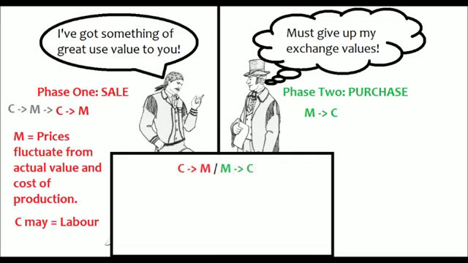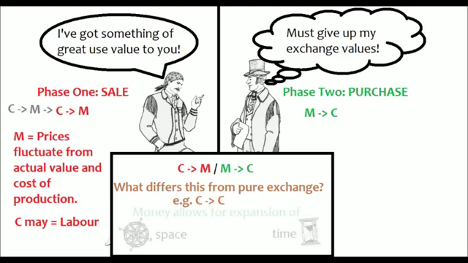How then, is the circulation of capital different from pure exchange, that is, CC, as opposed to CMC? Firstly, you are not bounded in space and time. That is, you don't need to be in the same place as the person you are exchanging commodity for commodity with, because you can carry the money from the first commodity to the place where you can buy the second commodity, and you can wait as long as you wish before you make the exchange.